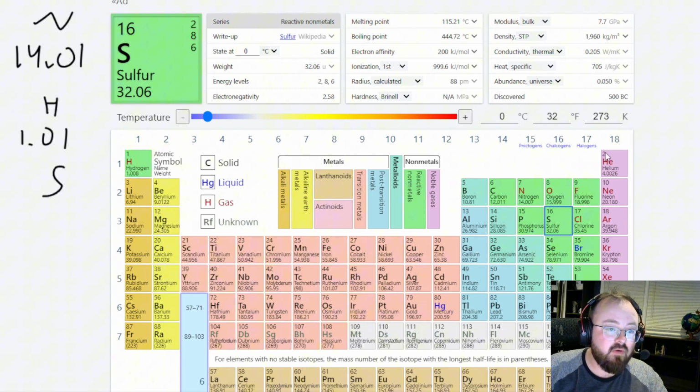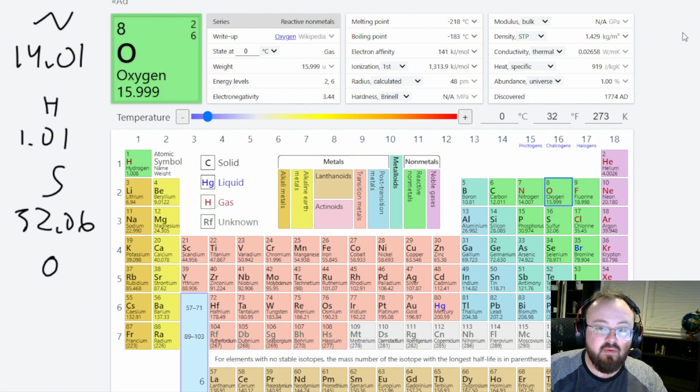We find sulfur in our periodic table. Sulfur is 32.06. And lastly, oxygen. If you listen to my last example, we know that this one rounds up to 16.00. So we're going to take these values and we're going to go plug them into our formula that I've already put on a different screen.